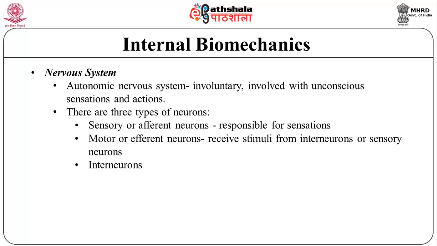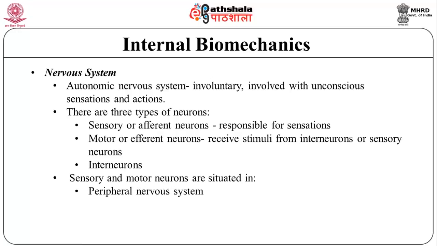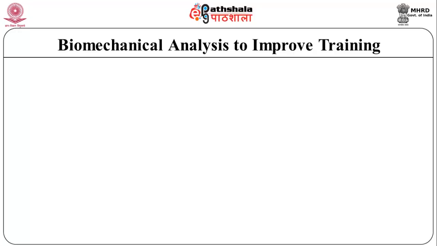There are three types of neurons. One, sensory or afferent neurons, which are responsible for sensations. Two, motor or efferent neurons, which receive stimuli from interneurons or sensory neurons. And third is interneurons. Sensory and motor neurons are situated in the peripheral nervous system and the interneurons are situated within the central nervous system. Now, biomechanical analysis to improve training.